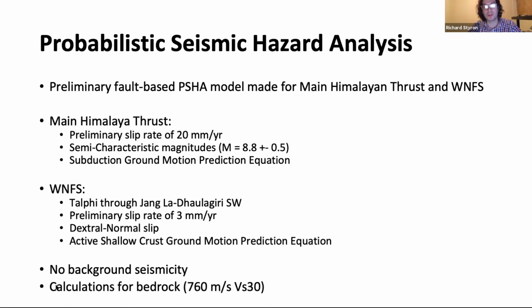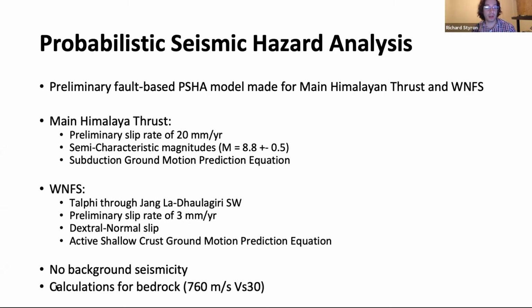For the Western Nepal fault system, so far we've implemented the section of the fault from Talphi down through Jengla and the Dhaulagiri Southwest area. This is basically what Andrew has been describing in the previous several slides. These are areas where our research group has mapped and is working on characterization of slip rates and paleoseismology. I put in a preliminary slip rate of 3 millimeters a year on this fault. We don't have any numbers for this yet. This is just an estimate because I needed to put in a number.